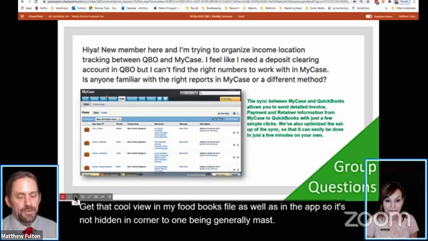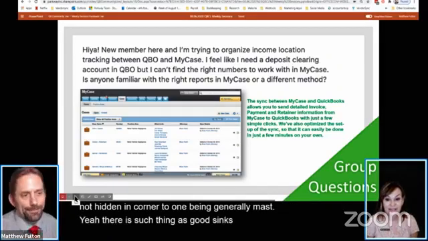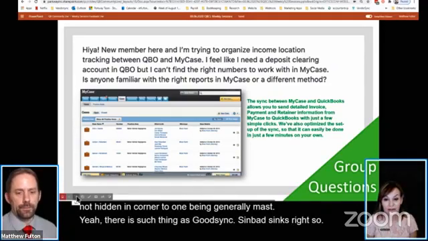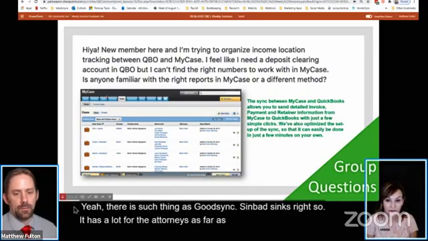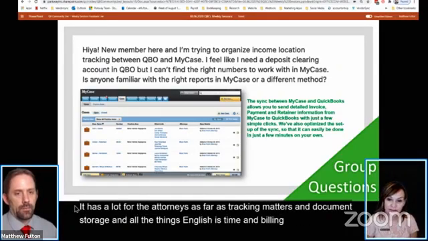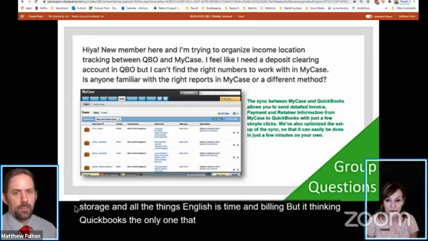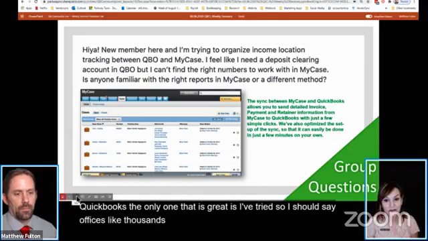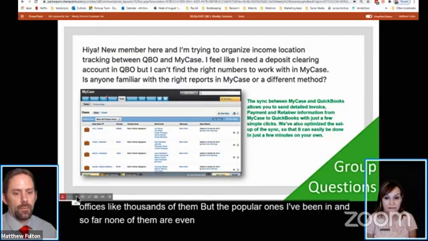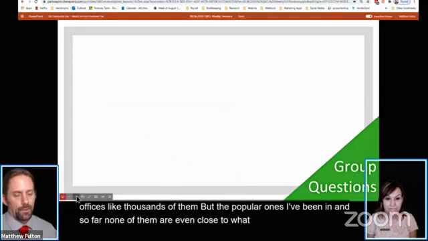Yeah, there is such a thing as good syncs and bad syncs, right? Yes. And I mean, that program is pretty cool. It has a lot for the attorneys as far as tracking matters and document storage and all the things. Lean Law is just time and billing, but for syncing with QuickBooks, the only one that is great is Lean Law. I've tried them all, looked at a lot of them. I shouldn't say all because there are thousands of them, but the popular ones I've been in, and so far none of them are even close to what Lean Law does. Well, we know you're a Lean Law fanatic.